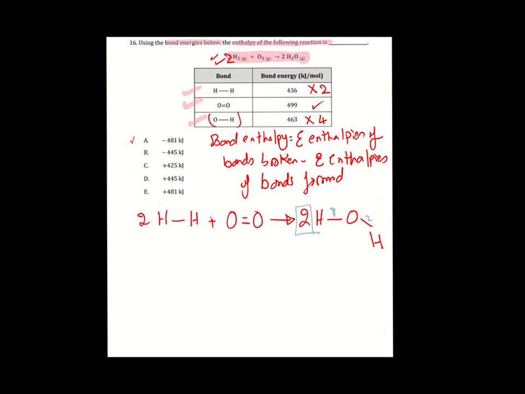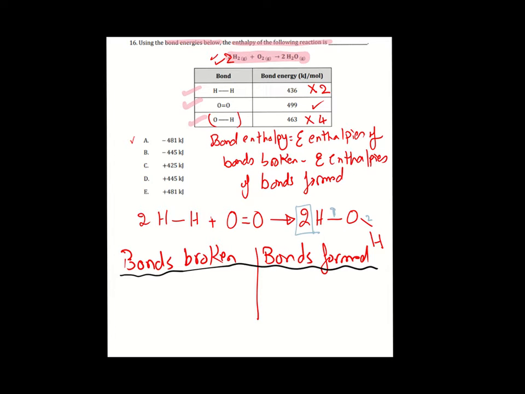So first we'll calculate the bonds broken, and here bonds formed. For bonds broken, the bonds in reactants are broken, right? So those bonds are the ones that are going to be broken. The bonds formed will be in the product. So here is the bonds formed.